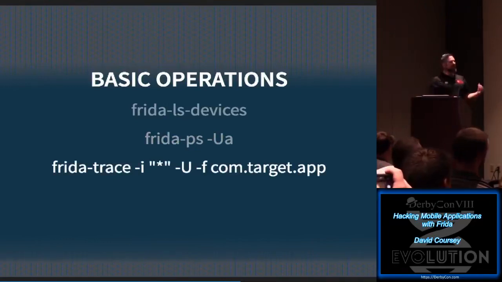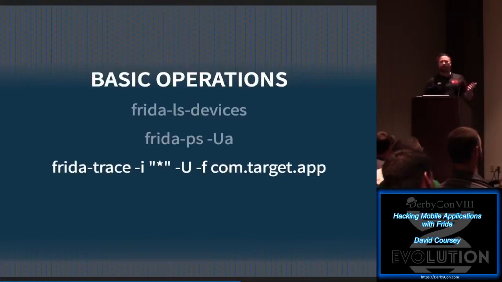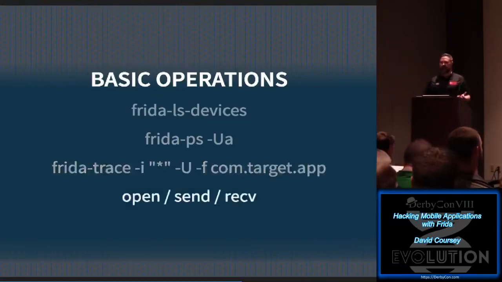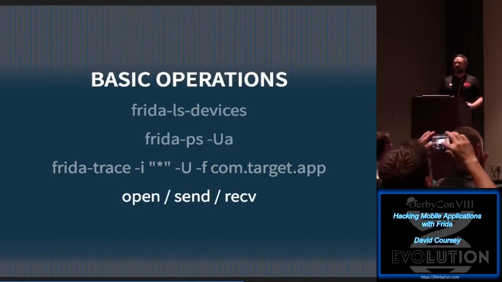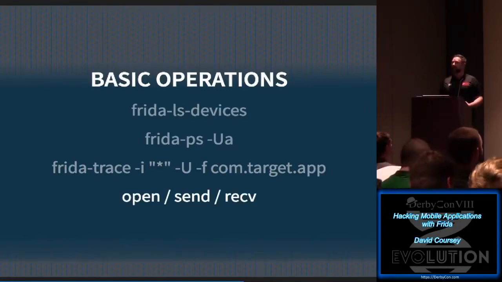So Frida is looking at the process. The -i is looking for a function name, right? And so this is typically like open, send, receive. These are the native functions to the Android OS. And so send and receive is like network communications, obviously. Open is for the file system.